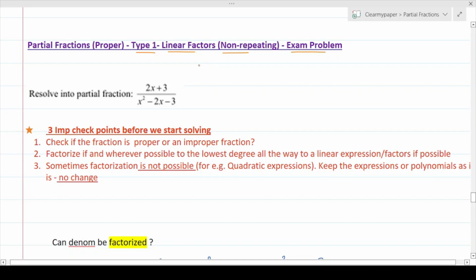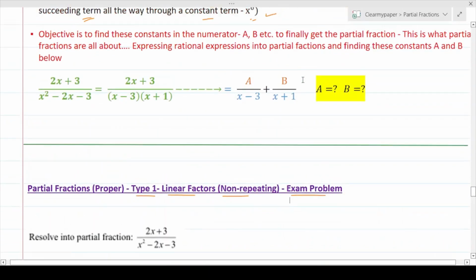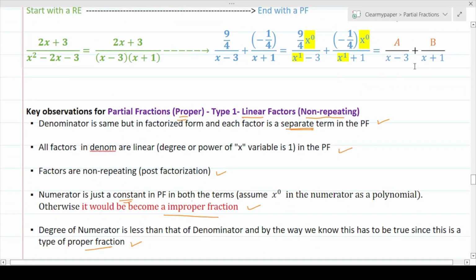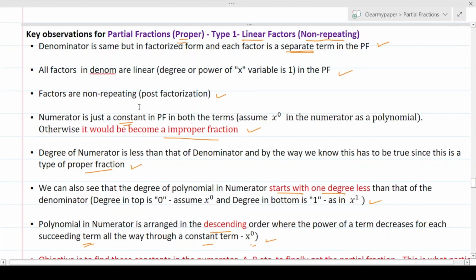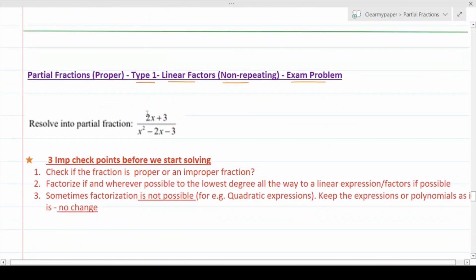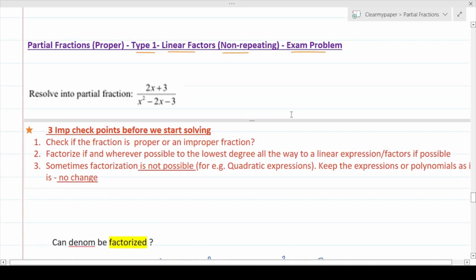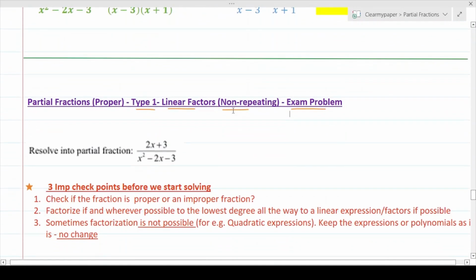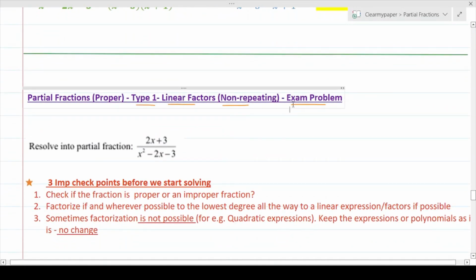In the last episode we understood some of the intuition, which we will refer back to, about what exactly was happening all along the journey between a rational expression and a partial fraction. We had key observations, and let's try to apply some of those observations to the live problem. For the sake of convenience, I'm taking the same example we took in the last episode and breaking it down. And again, as a reminder, this is an exam problem.